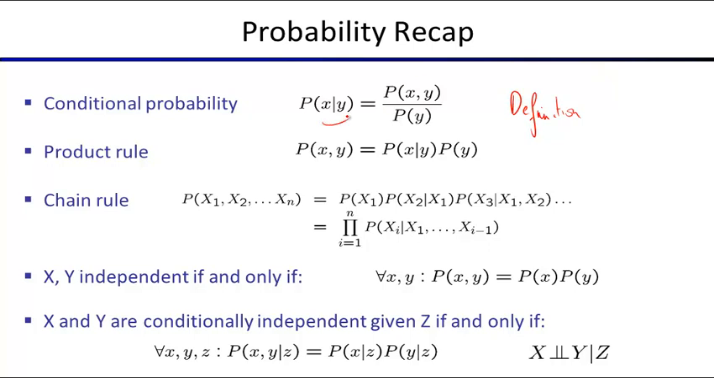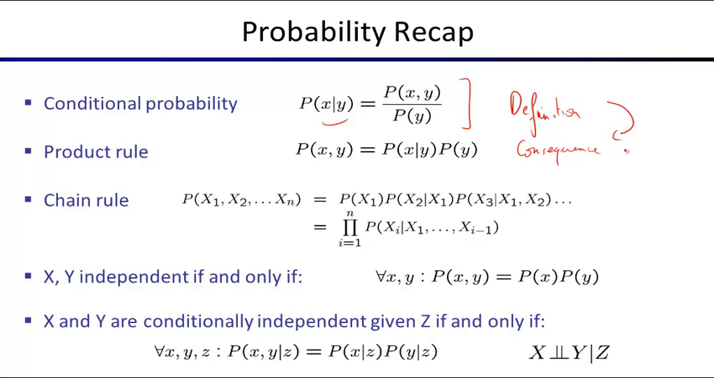We say the conditional of x given y is given by the joint of x and y divided by the marginal of just y. The product rule is a consequence. It follows from the previous line. You just multiply both sides with py and you get the product rule.